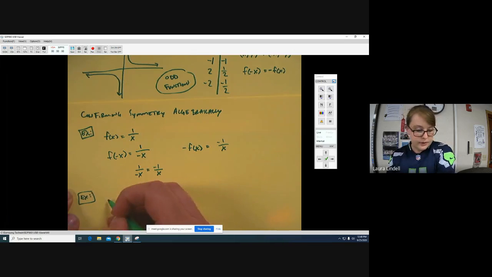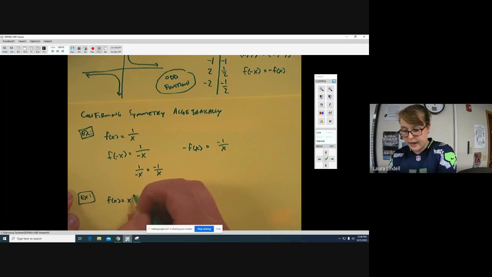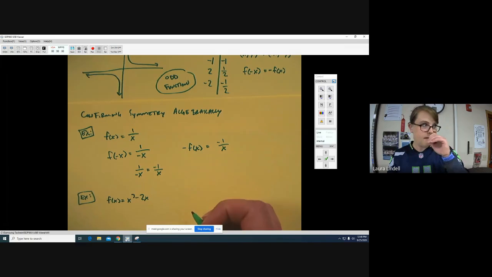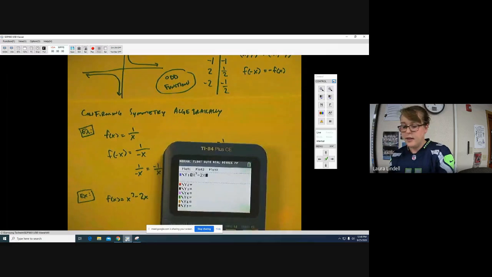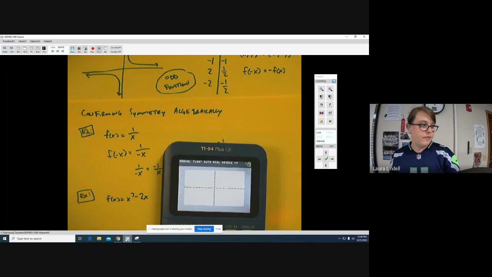So let's say I was doing f of x equals x cubed minus 2x. So first thing I would probably do to figure out what kind of symmetry we're looking for here is plot it on a graph. So I would go in my calculator and go x to the third power minus 2x and take a look at it on the graph.